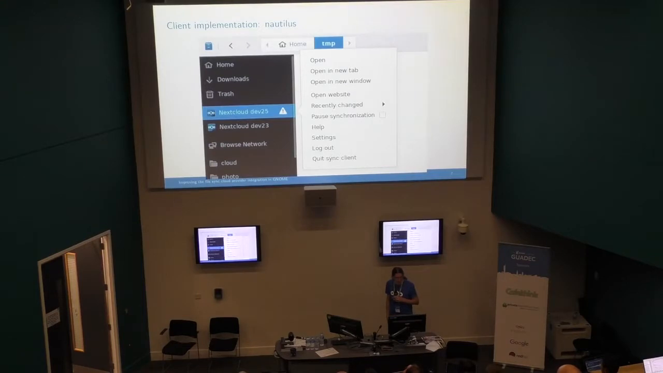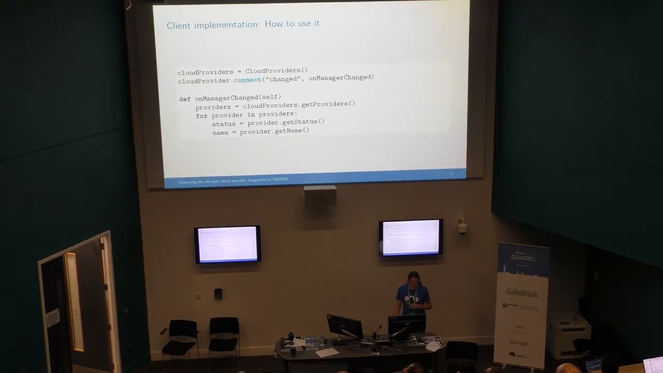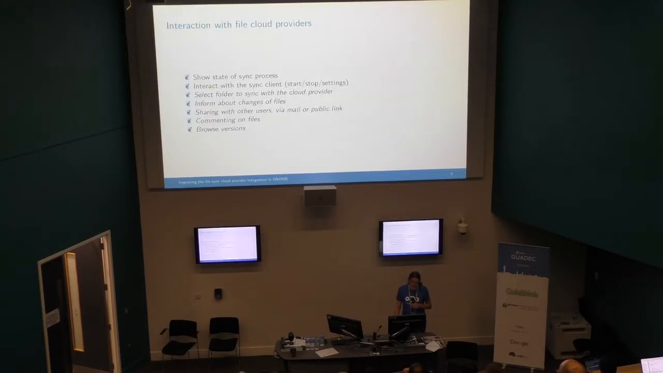And this is where the menu comes in. You can see that is basically what the Nextcloud client used to show when you right-click on the status icon. And we now have all these options directly integrated in the file browser. That is basically some Python pseudocode of what is done in the GTK places sidebar to just fetch the information from the cloud provider. It's just iterating over a list of the cloud providers and calling functions to get the status or get the name.